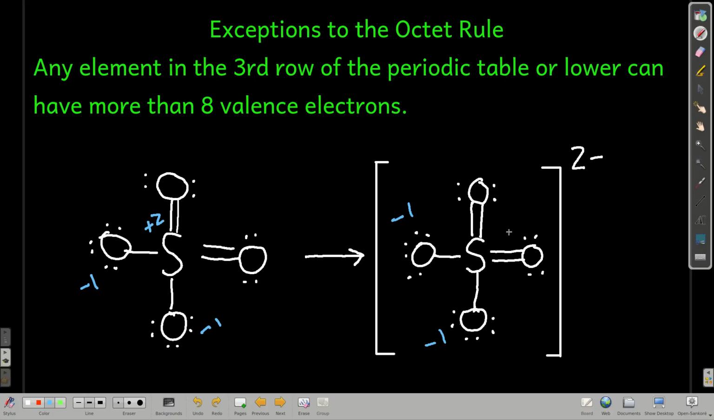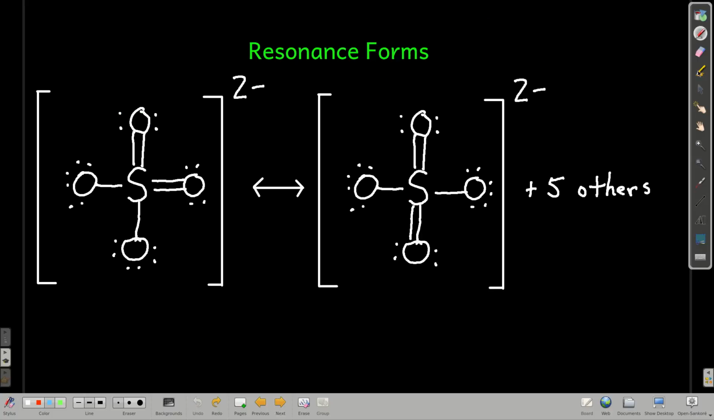Now we're going to talk about resonance forms. So don't let those exceptions to the octet rule catch you unawares. Make sure you know about them because you run into them all the time. All right, so resonance forms.